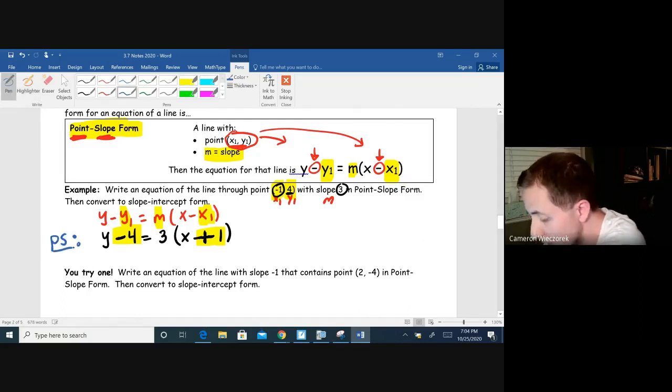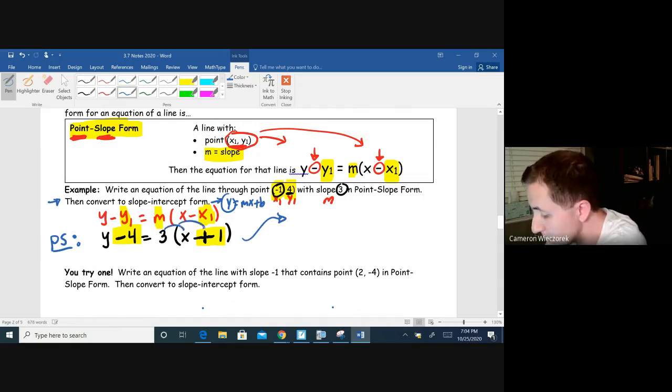So this is point slope. The other thing they wanted us to do was convert it to slope intercept, which means I need to convert this to y equals mx plus b. Got to get y by itself. So I'm going to do that part over here.